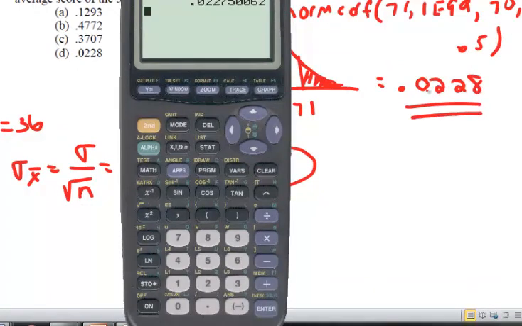0.102275 or 228. And we see here that is D. I hope that helps.